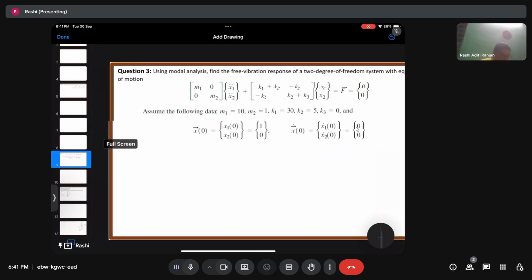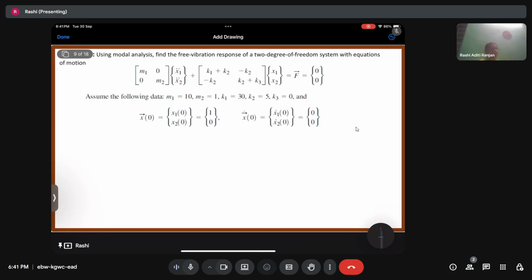Now we'll be working on question number 3. Using modal analysis, find the free vibration response of the 2 degree of freedom system with the equation of motion given. Now in the previous case, what we were doing was finding three independent solutions, and then writing a general form, and then finding out the constant values.